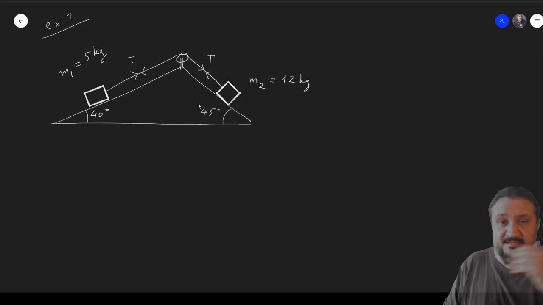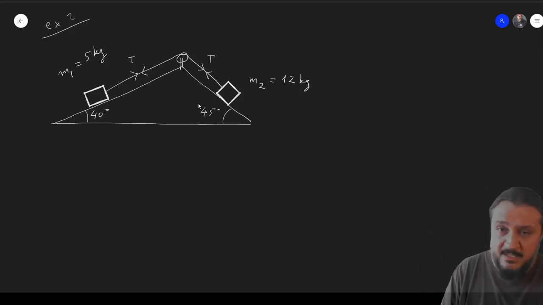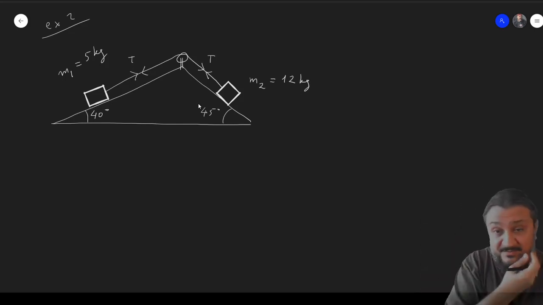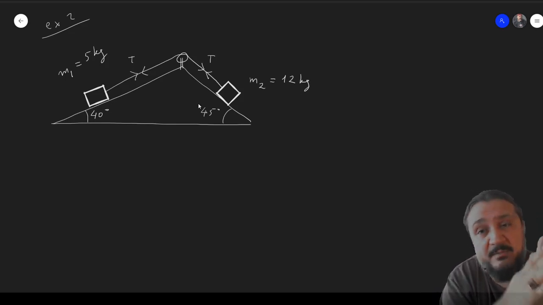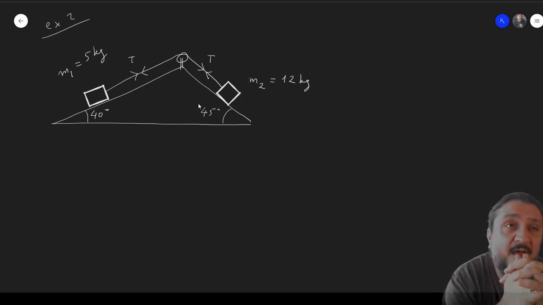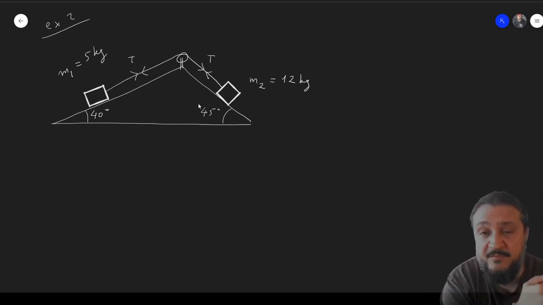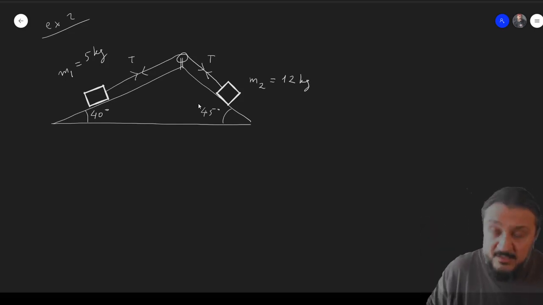Now, as you can guess, the system will move. M2 is heavier, and it's a steeper angle, 45, so you expect M2 to go downhill and M1 to go uphill. Now, can you predict this in all problems? What if the masses were close and the angle, you can tell? Like what if 12 were on the left-hand side and 5 was on the right, but instead of 45 you had 65? On top of your head you may not be able to tell which direction it's going to move. No big deal.